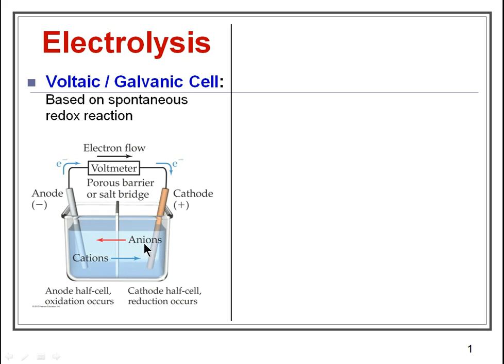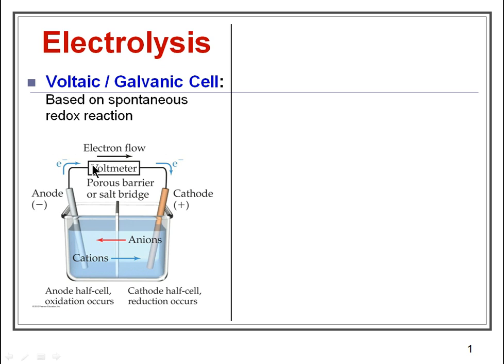And if you remember the diagram for the voltaic and galvanic cell, it has an electrode that is called anode on the left hand side, and the oxidation half reaction occurs on the anode, which has a negative sign, and on the right hand side another electrode that is called cathode, which has a positive sign, and the reduction half reaction occurs. And these two electrodes are connected with a wire, and there is a voltmeter.